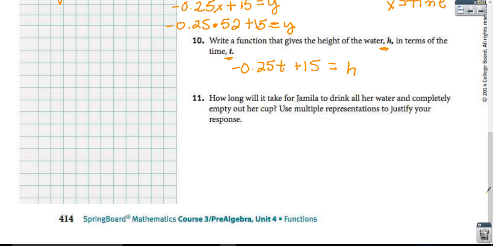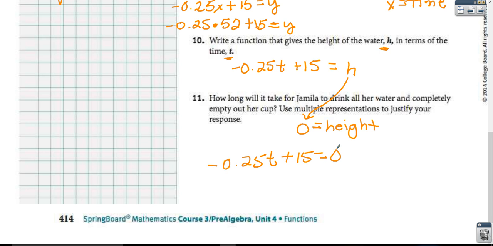How long will it take Jamila to drink all the water and completely empty her cup? All right, if her cup is empty, she's going to have nothing in it, okay? What number represents nothing? Right, it's 0. So 0 is going to be our height if we have nothing. And since our height is right here, we're going to plug that into our equation and we're going to solve.